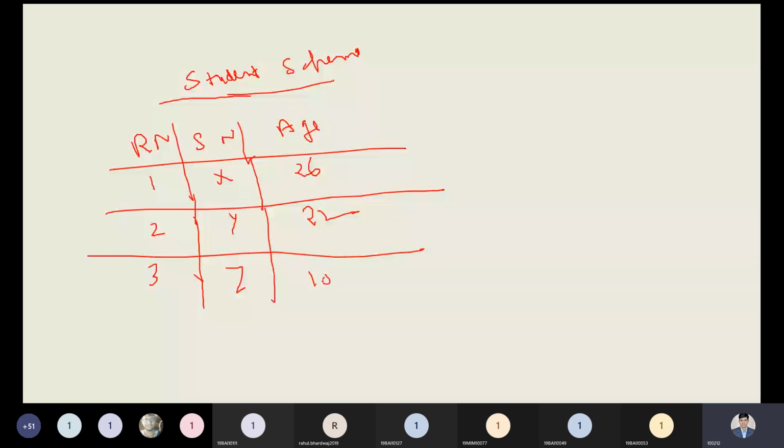So how many records we have? 3 records. 1, 2, 3. How many columns we have? 3. Roll number, student name, and age. So this is completely a representation by the physical schema. Now this is the best example of the physical schema for understanding purpose.